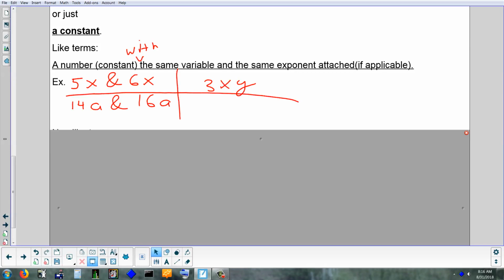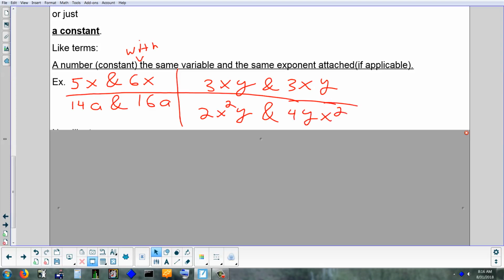Does the number have to be the same? I think Mr. Roy already said that. No, but those are definitely like terms. How about if I did 2x squared y, and I'm going to give you the other one. I want you to tell me if they're like terms. 4yx squared. So look at the definition. You might have a number in front, and it has to have the same variables. And if those variables have exponents, they have to be the same as well. 2x squared y, 4yx squared. Are those like terms?